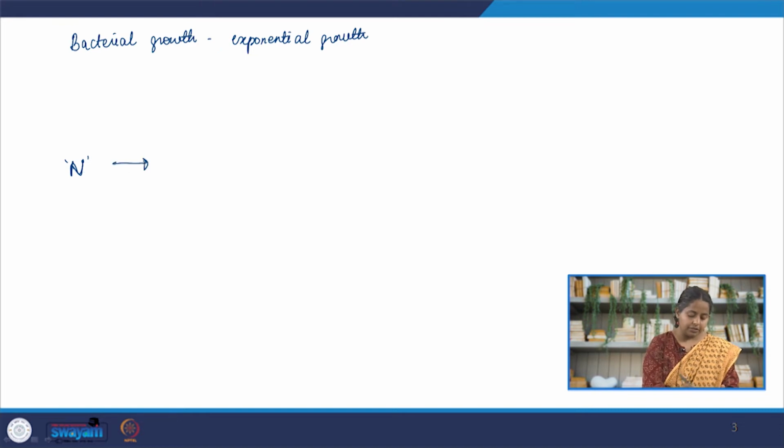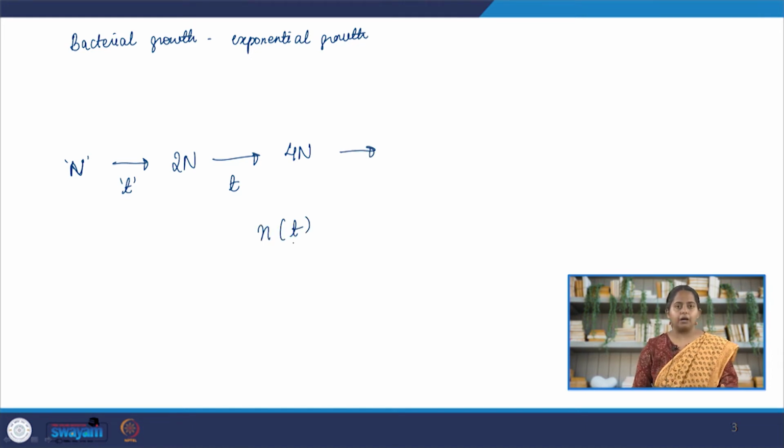The scientists observed that in lab, in pure cultures, after some given time t, the number of bacteria doubled. After another given time t, the number of bacteria again doubled. So after n t had passed, now you can estimate the number of bacteria here: 2 to the power small n, where the capital N here is the initial microbial population, initial bacterial population.